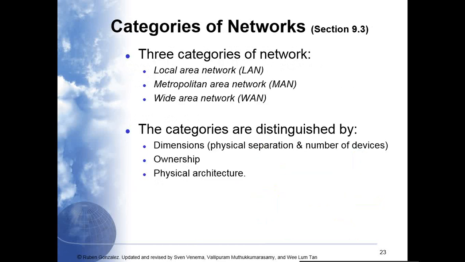There are three different categories of networks that we talk about. We have the local area network, the metropolitan area network, and the wide area network. Those categories are distinguished by dimensions, so how big they are, and ownership. Typically different kinds of companies or businesses or governments own those. And then the physical architecture, what do they actually look like?